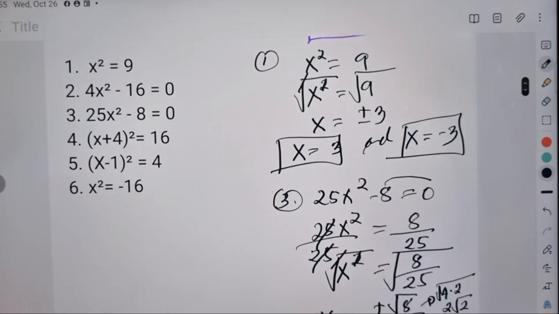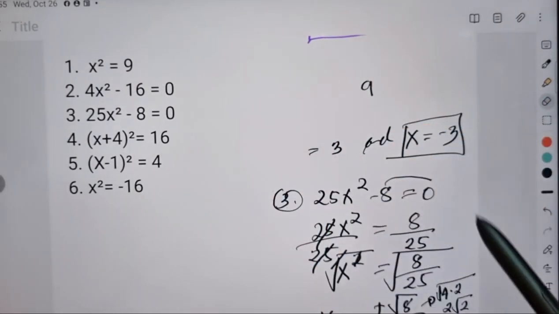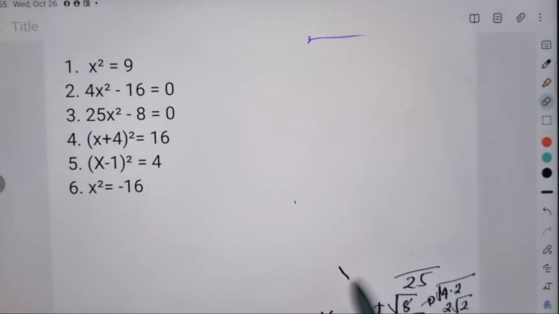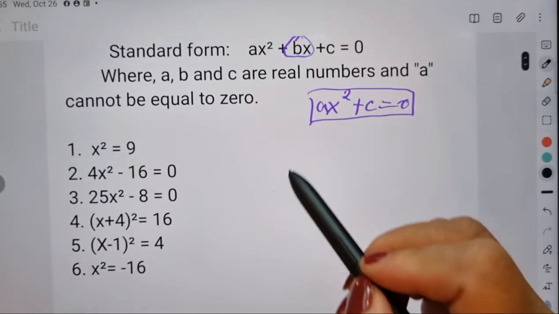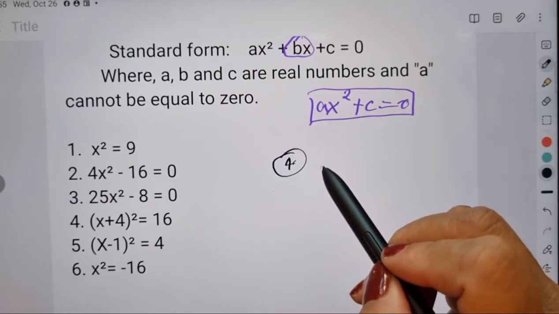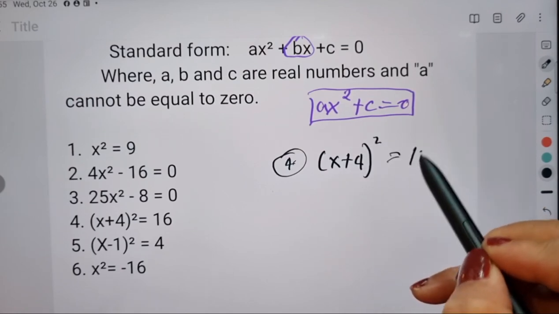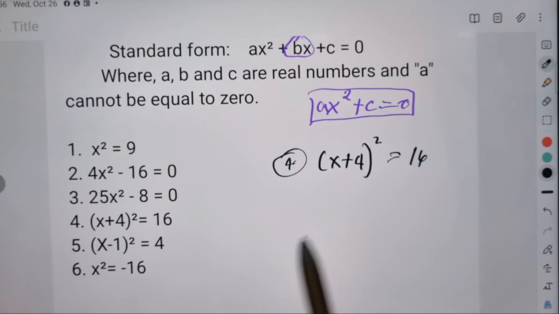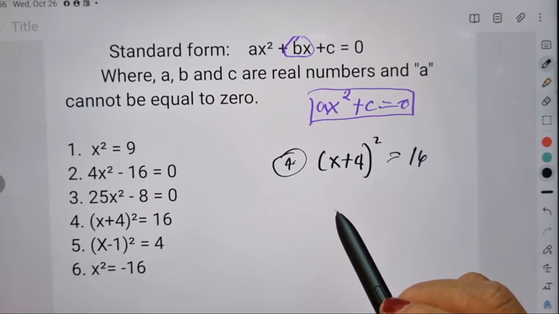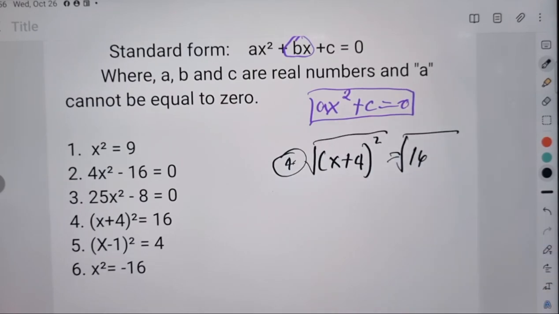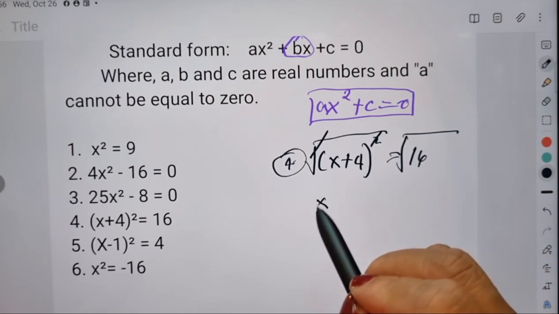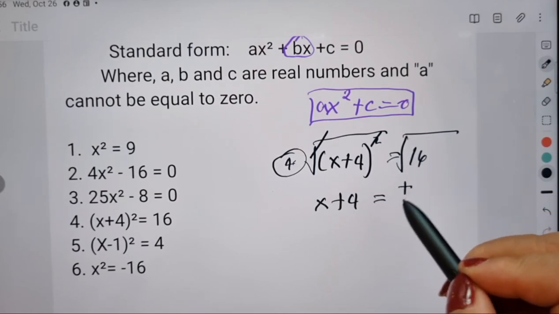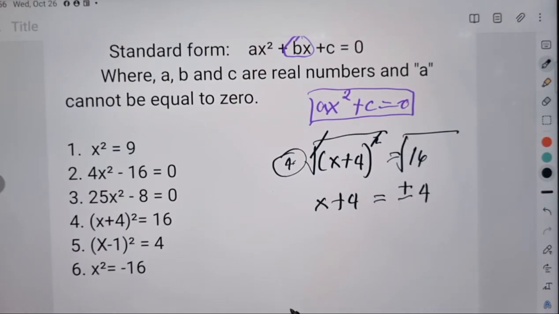Okay, look at number 4. Sa number 4 natin, ang given natin dito, tingnan natin. Okay, so we have here quantity x plus 4 squared is equal to 16. Okay, now look at this one. Right away, we can apply the square root property. So, pwede na kagad natin kunin or extract yung square root ng both sides of the equation para ma-eliminate natin yung square or yung 2 doon as exponent. So, ngayon, we have x plus 4 is equal to square root of 16 is positive negative 4.